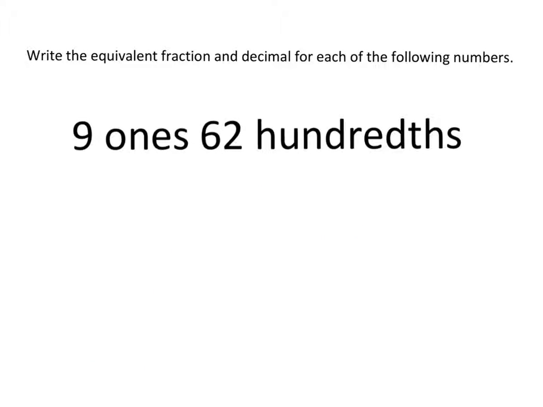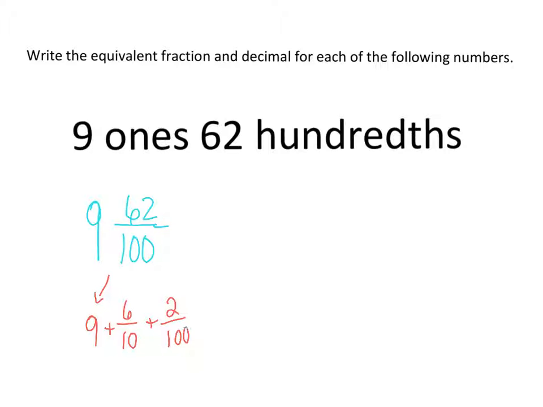Okay, write the equivalent fraction and decimal for each one of these. We have 9 ones and 62 hundredths. So let's make this into a mixed number. We've got 9 wholes and 62 hundredths. That's our mixed number. And if we tried to break this down, we would say 9 wholes. How much in the tenths? Well, we have 6 tenths. And how many hundredths do we have? We have 2 in the hundredths place. So that shows how we break this mixed number down.